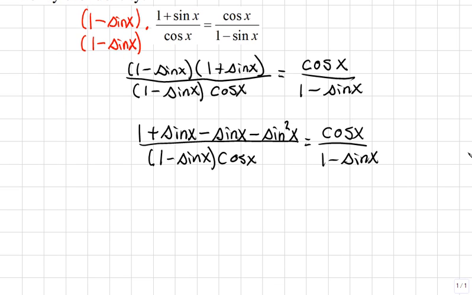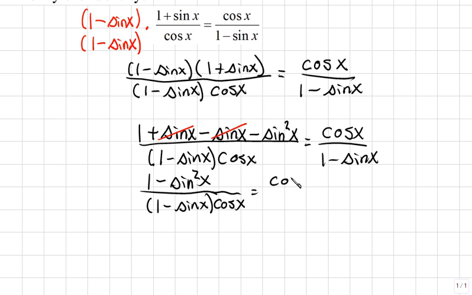Simplifying our left side, in the numerator we see positive sine x minus sine of x, which are two terms that will cancel out. We're left with 1 minus sine squared of x over the quantity of 1 minus sine of x times cosine of x. And this is still equal to cosine of x over 1 minus sine of x. To further simplify, we recall that 1 minus sine squared is an identity that's the same as cosine squared of x. So we'll replace 1 minus sine squared with cosine squared of x.